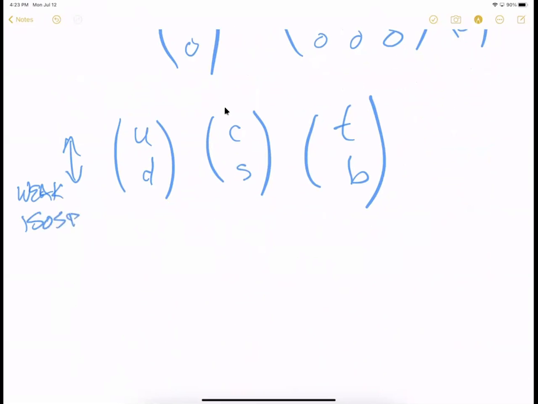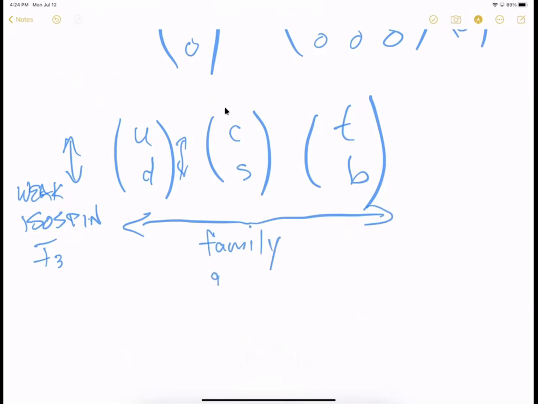So what we're looking at here, this is weak isospin, and I think we discussed that when we looked at the octet and the decaplet, the different multiplets. But the third component of isospin can flip, and that takes you up and down in these doublets. This direction is called either the family or the generation, either one.